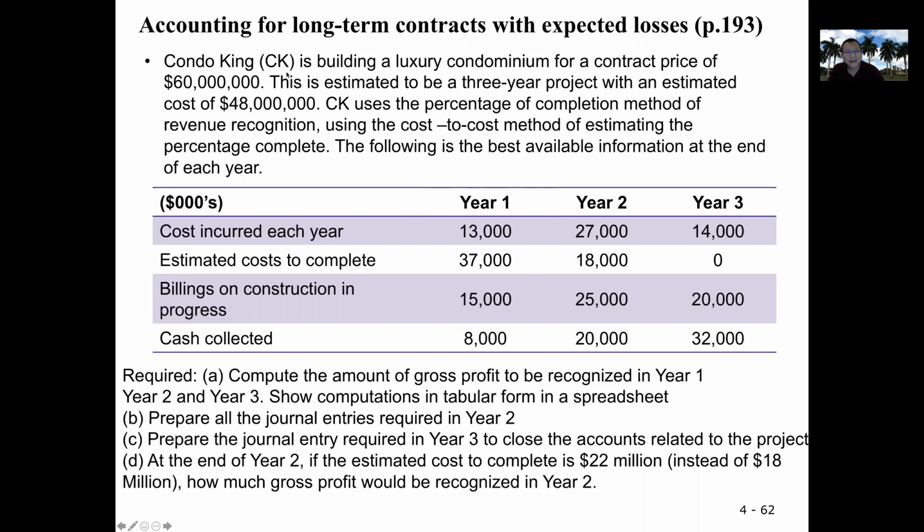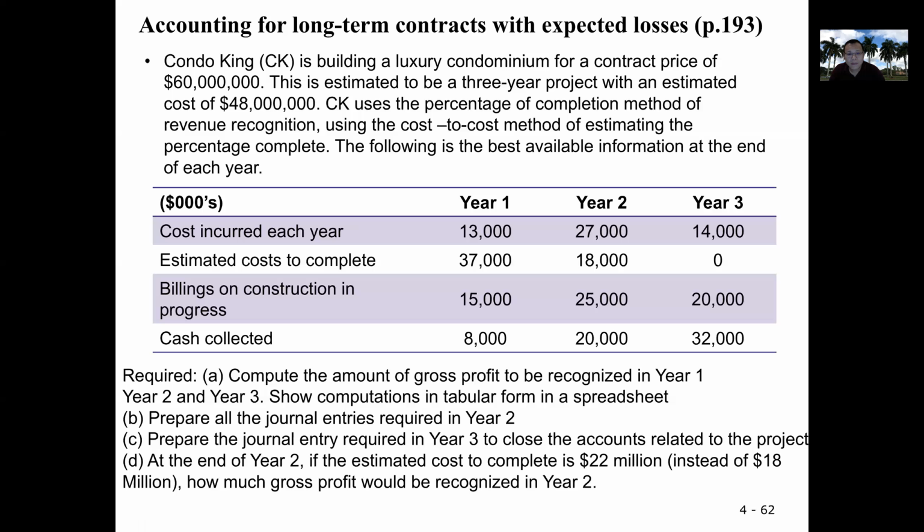So Condo King is building a luxury condo for a contract price of 60 million. This is estimated to be a 3-year project with an estimated cost of 48 million. CK uses the percentage of completion method of revenue recognition using the cost-to-cost method of estimating the percentage complete. The following is the best available information at the end of each year. Here is the table presenting all the relevant information.